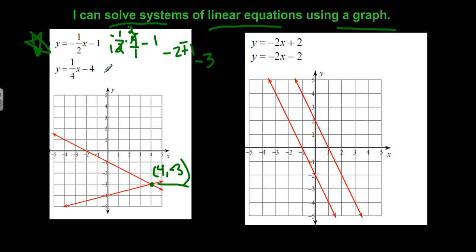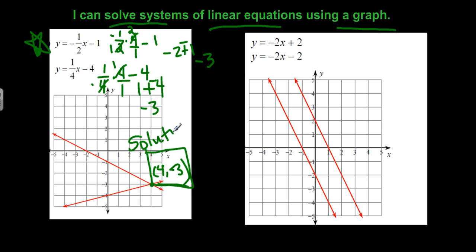Let's check it here as well. If I take 1/4 times 4 minus 4. This can be treated as 4 over 1, and actually I can factor out a 4, leaving me with just 1 minus 4. Sure enough, I get negative 3 out. So this here, (4, negative 3), is the solution to the system.